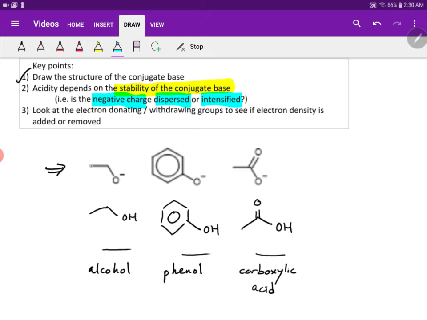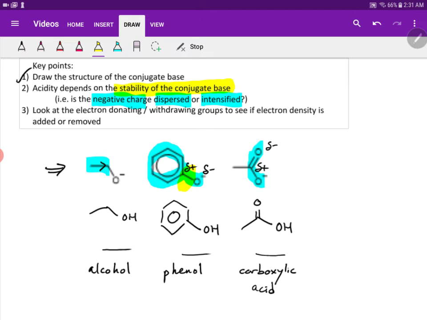So in the first example, you can see that this blue highlighted portion is an alkyl group, so it's electron donating. In the second example, we know that the negative charge can be delocalized via resonance. The third example, we also know that it can delocalize via resonance, but because the oxygen atom is more electronegative compared to the carbon atoms, the electron density in a phenoxide lies nearer to the oxygen atom rather than the ring.